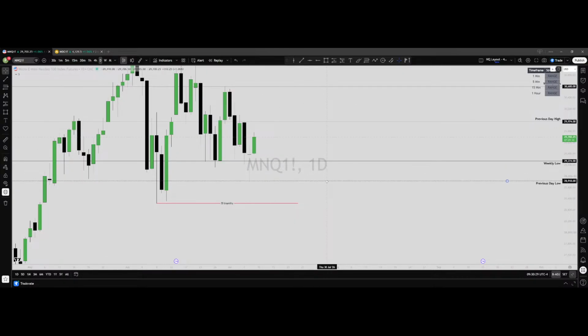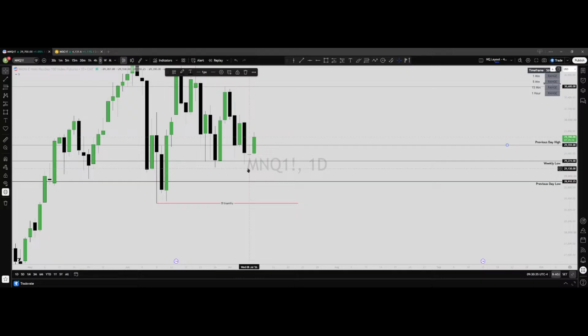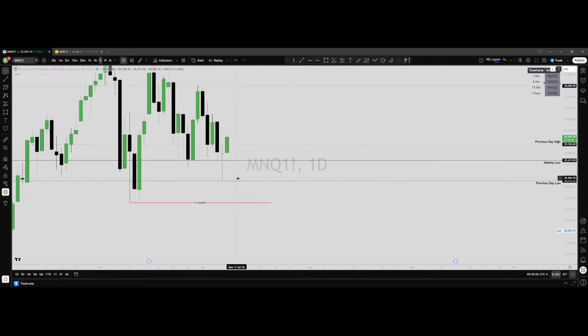So previous day's low is all the way here. Price is already trading above previous day's high, at least that's what I can see. So previous day's high is 29,558 and previous day's low is 28,910.25. So let's just adjust this. It's 558, and this is 910.25.